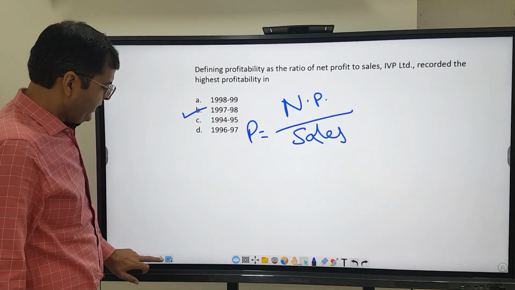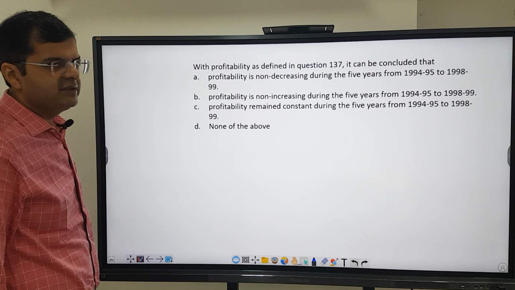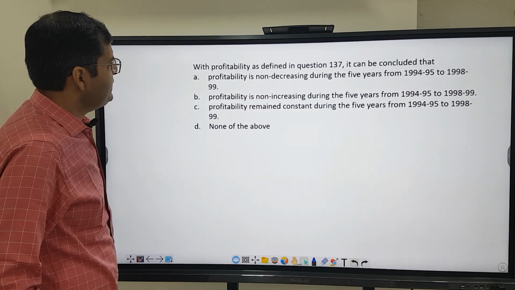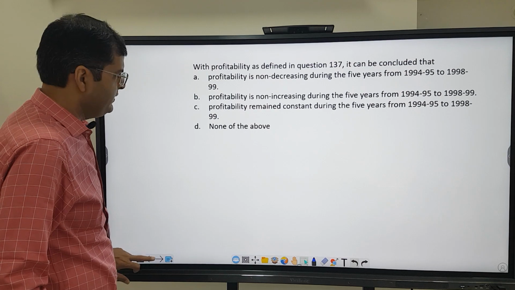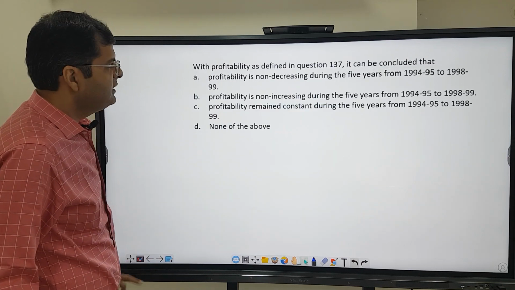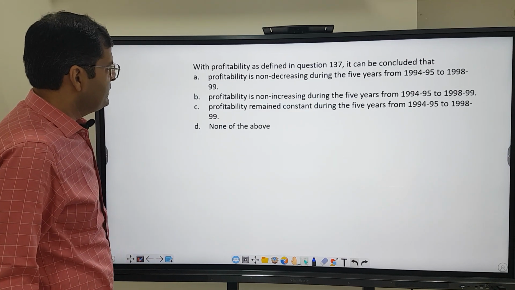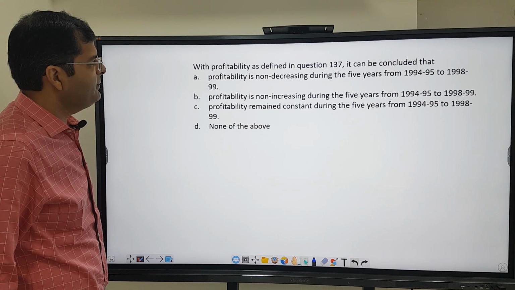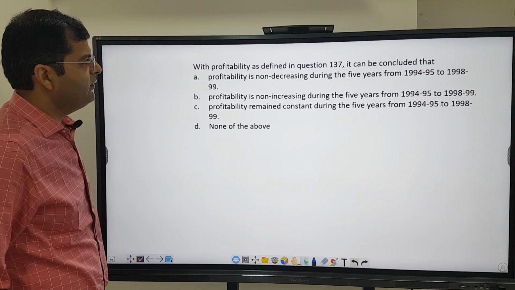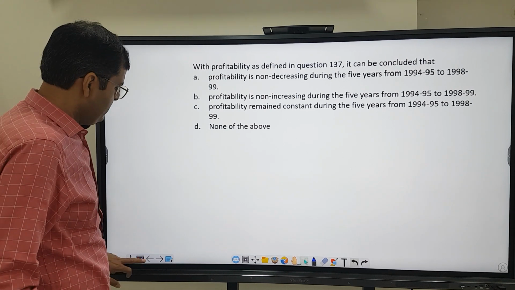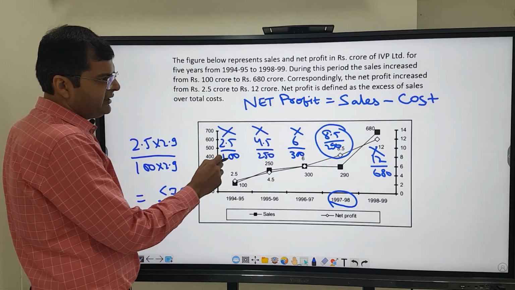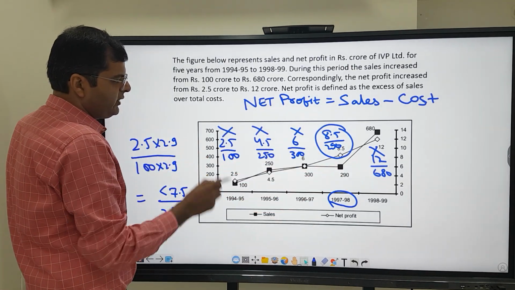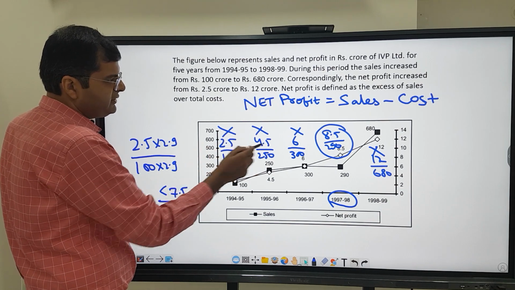Alright, finally we'll look at the last question of this set. So the question says, with profitability as defined in question 137, which is this net profit upon sales, it can be concluded that, option A says profitability is non-decreasing during the 5 years. So we know that profitability is not non-decreasing because it decreases also. From here it decreases. Even from here it goes down. So this was the highest.